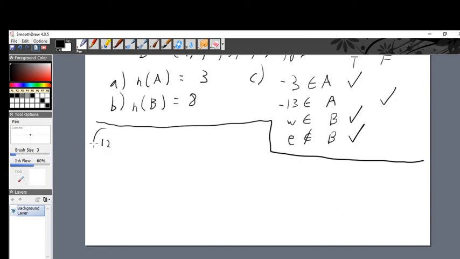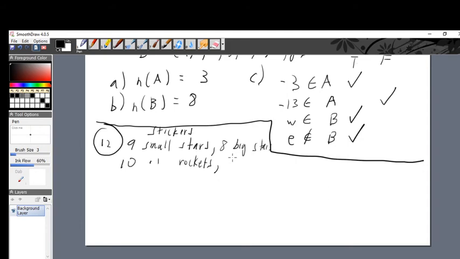Here we go, problem number 12. You've got 9 small stars. They're stickers or something. Let's say they're stickers. 9 small stars. Okay, 8 big stars. You've got 10 small rockets. And you've got 10 big rockets. That's the information.